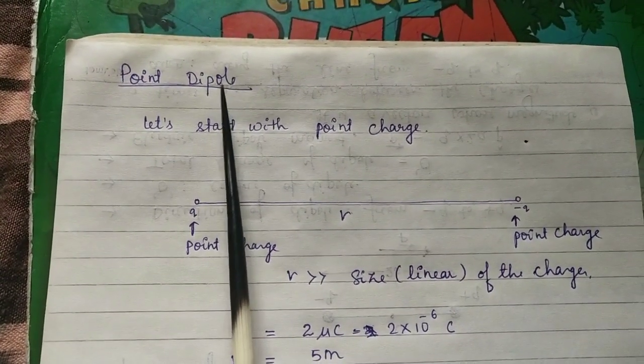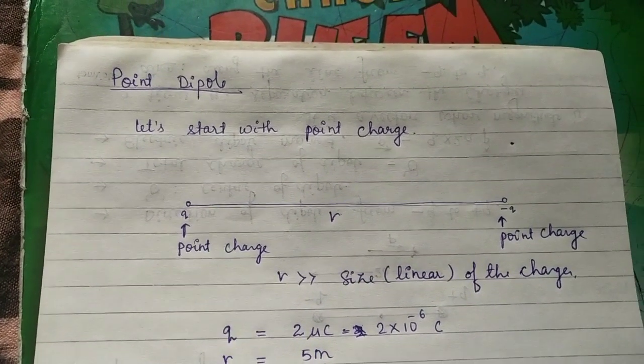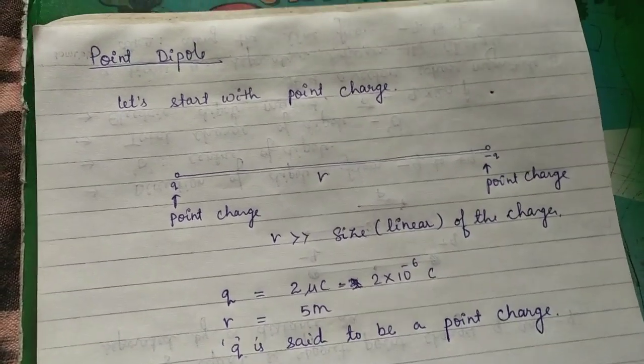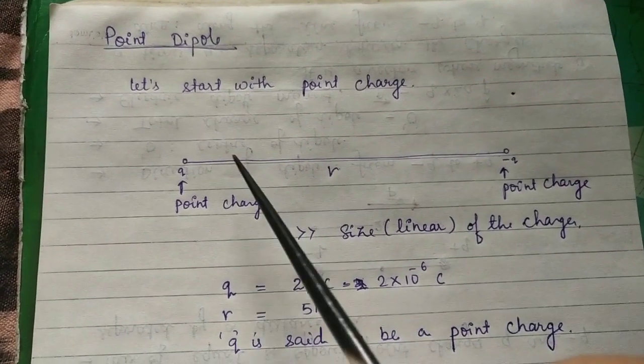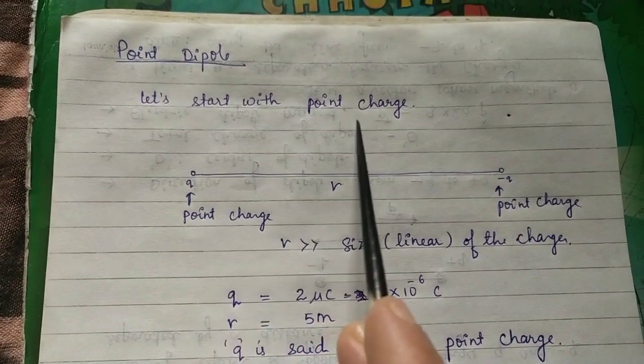The dipole should be point. What is a dipole? I have already explained in the last video. A dipole is a combination of two equal and opposite charges separated by some distance, and that distance we have taken as 2a. So for understanding point dipole, let us start with point charge.